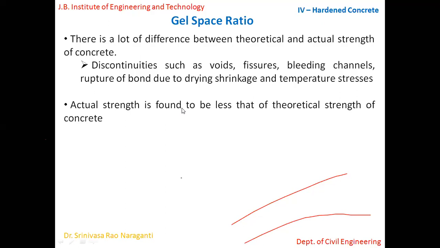In the theoretical value, we assume 100% compaction, no shrinkage, we don't consider temperature stresses, bleeding and all. So that's why our theoretical value is found to be a little higher than the actual strength. The other way around, actual strength is usually found to be less than the computed theoretical values.